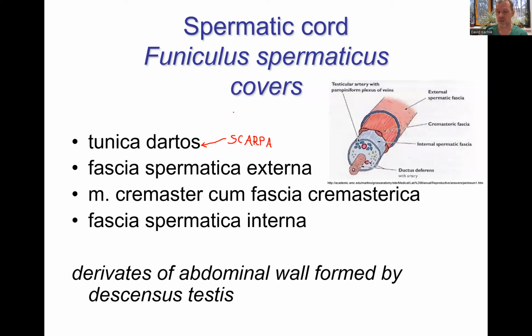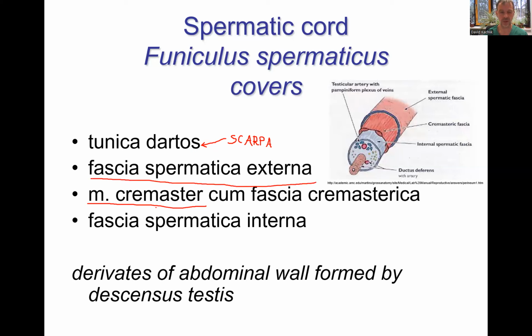So what we use is a cremaster muscle, which is derived from internal oblique and transverse abdominis muscles. So it retracts the testis closer to the body, and also the tunica dartos causes folding of the spermatic cord and mainly scrotum. So that's the Scarpa's fascia. Then the superficial abdominal fascia continues here, so it's called external spermatic.